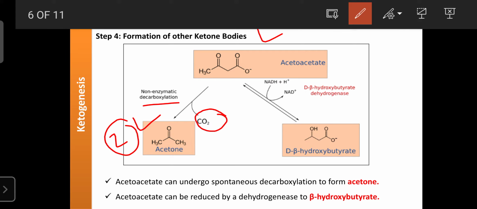Next, in another way of these steps, in the presence of D beta hydroxybutyrate dehydrogenase enzyme and in the presence of NADH, D beta hydroxybutyrate is formed. So it is the third ketone body. Like that, three ketone bodies, acetoacetate, acetone and beta hydroxybutyrate, are formed in these 4 steps. That entire process is known as the ketogenesis.